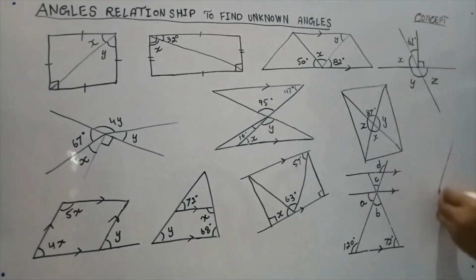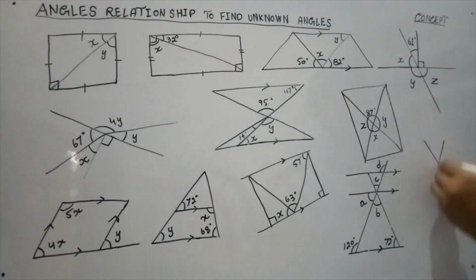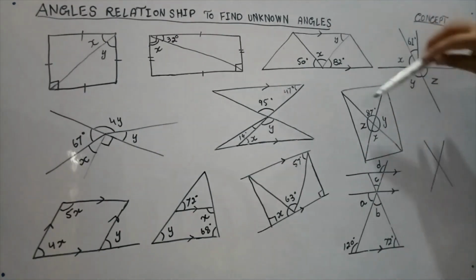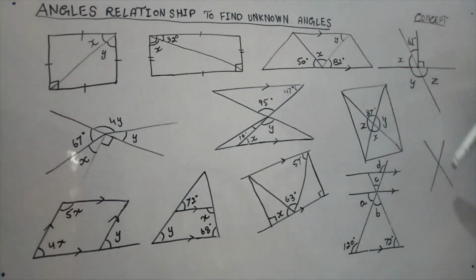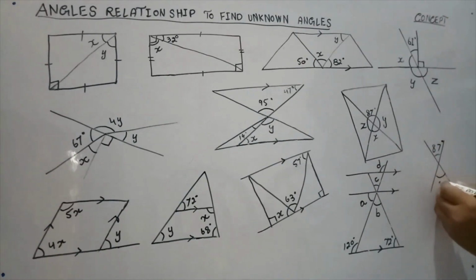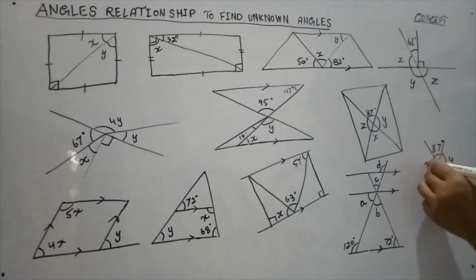So you can see here, we have two straight lines intersecting at this point. This one is the first straight line, and this one is the second straight line. And here we know that the opposite angles are equal to each other. Here we have to find the value of x, the value of y, and the value of z.